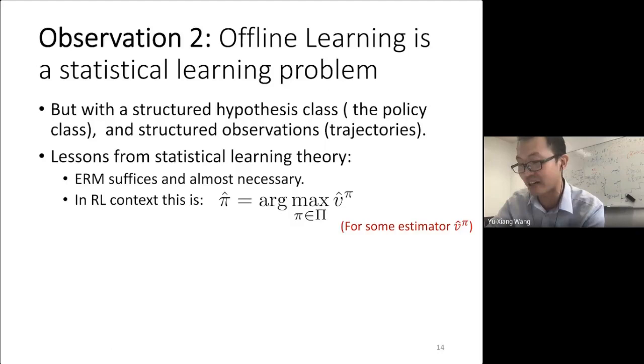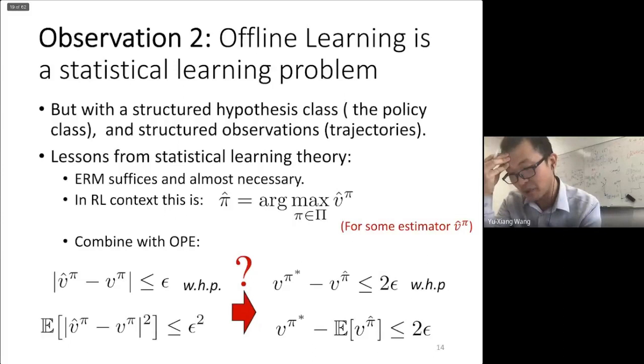So in the context of RL, this is what ERM means: just find the argmax over all the policies within some policy class. So the task, suppose we just combine that with OPE. Maybe if you're able to show that the OPE is valid for your optimal policy pi star and also valid for this policy pi hat, then you can maybe bound the suboptimality by two times the OPE bound. But why is it not the case?